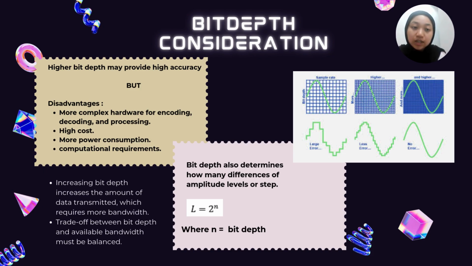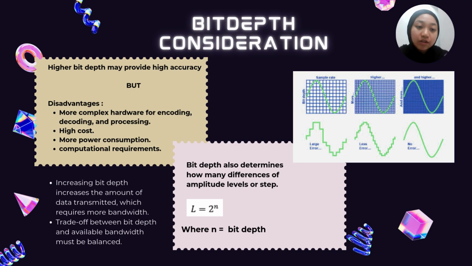Additionally, as bit depth increases, so does the amount of data transmitted. This means we need more bandwidth to handle the increased data. For systems with limited bandwidth, like wireless communication, we must carefully balance the trade-off between bit depth and available bandwidth.